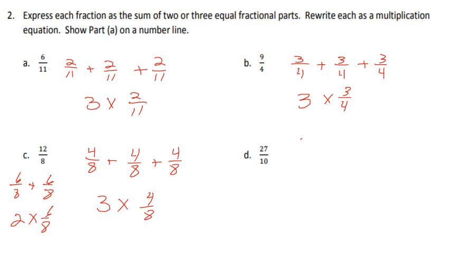27, well, I know 9 tenths plus 9 tenths, that's 18 tenths, plus 9 tenths is going to equal 27 tenths. So I could also do 3 times 9 tenths.